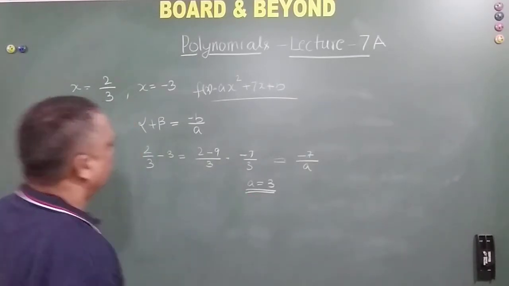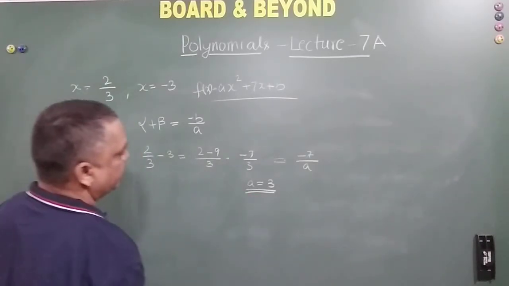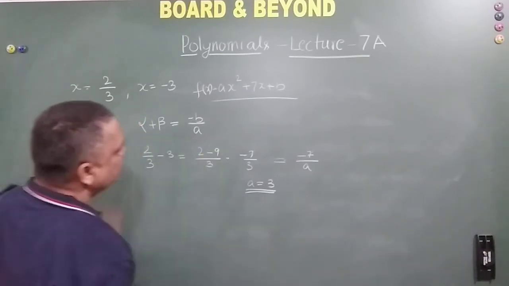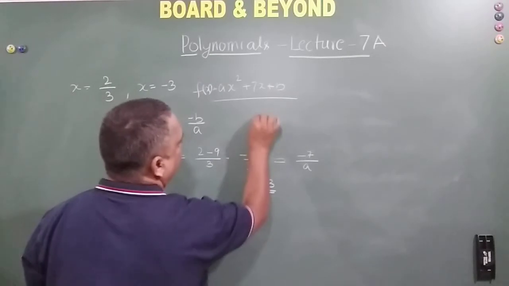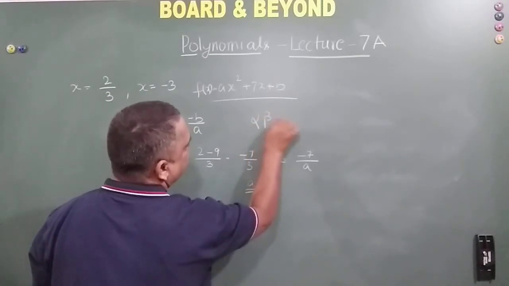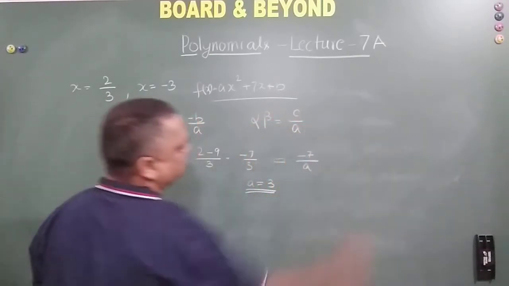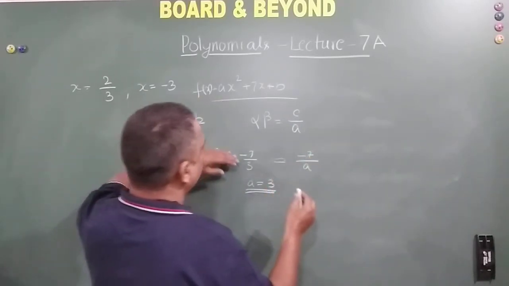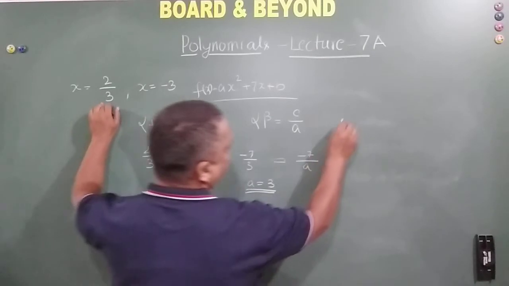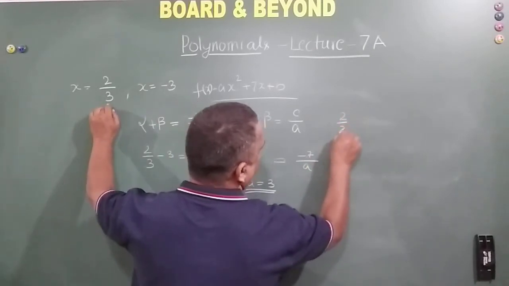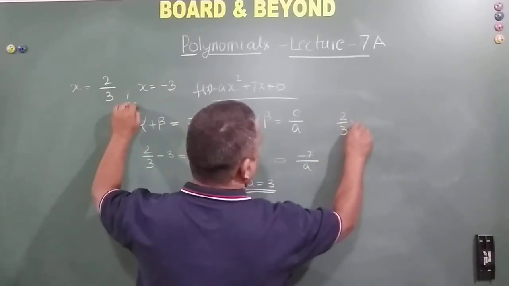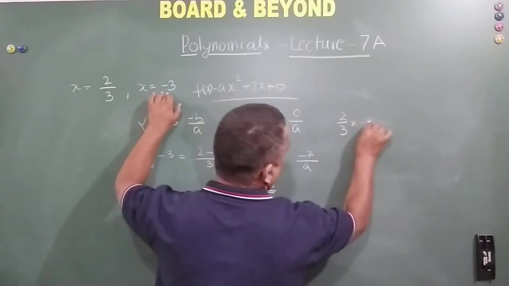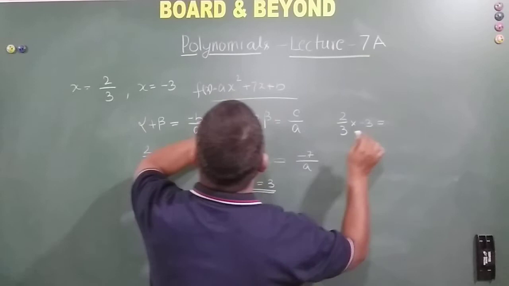We have got a now. Now we need to find out b. So what do we do? We do alpha into beta. Alpha into beta is how much, my friends? C by A. So alpha into beta is equal to C by A. We know alpha is equal to 2 by 3, into beta, which is minus 3, is equal to C by A.